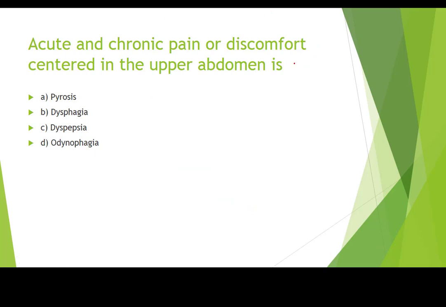Next question: acute and chronic pain or discomfort centered in the upper abdomen is A. Pyrosis, B. Dysphagia, C. Dyspepsia, D. Odynophagia. Your correct answer is dyspepsia.